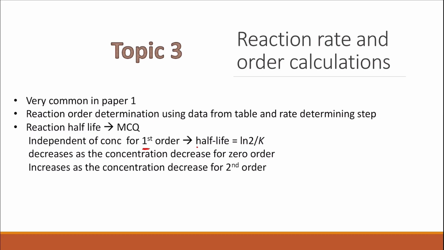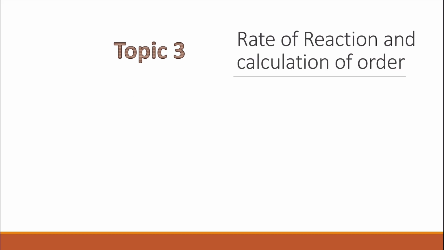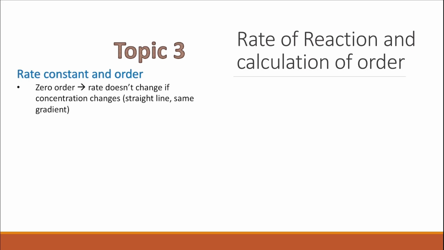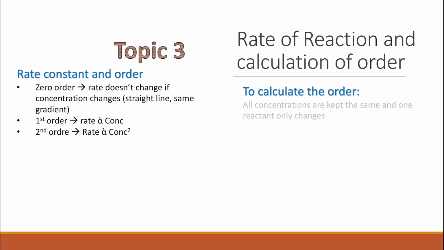So to calculate the order, all concentrations are kept the same and only one reactant changes. If there is no change in the rate when you change one of these, then it's zero order. If the change is the same, so it's doubled for one of the reactants and the reaction rate, then it's first order. And if the concentration changes by a factor of x and causes a change in the rate by a factor of x squared, then it's second order. And the factor of the change can be calculated from the new concentration over the original concentration. And don't forget the rate determining step, which is the step that has all the reactants that affect the rate.